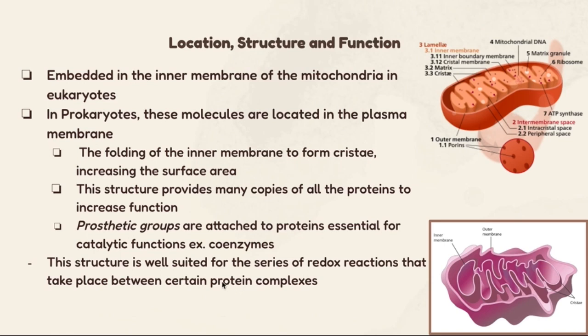An example of these proteins and enzymes that could be used are prosthetic groups. These are attached to the mitochondrial proteins and are essential for catalytic functions. This structure is well suited for the series of redox reactions that take place between certain protein complexes.